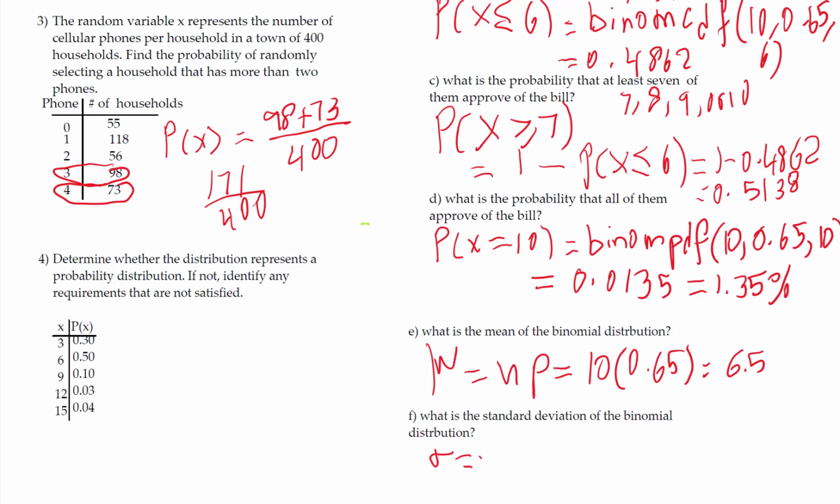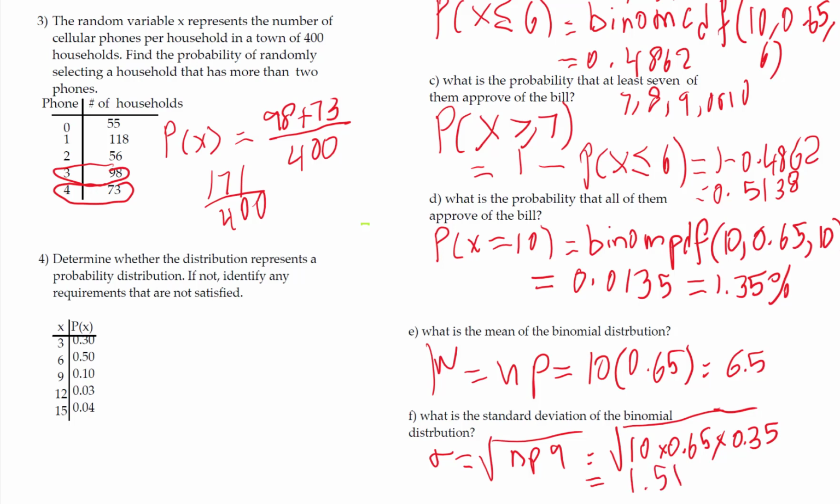There is a formula also, just use it. It's square root of NPQ, which is square root of 10 times 0.65 times Q. Q is the probability of failure. So it's 65% success, it's 35% failure. And you just do the math and figure out the answer. The answer is 1.51. And don't forget to do the square root once you multiply the numbers inside the square root.